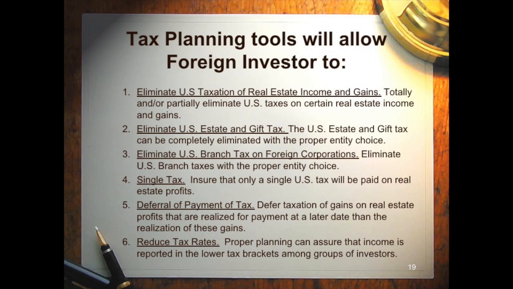There's the special tax we talked of, the branch tax of corporations, foreign corporations that are doing business here and don't distribute their money or don't reinvest their money. There are ways for these foreign corporations to not have to worry about that issue. The taxpayers want only a single U.S. tax from their real estate profits. That can be done. There's also the potential to defer U.S. taxes. Real estate profits can be deferred to much later dates and time with proper techniques. It's also possible for non-resident investors with proper planning to ensure that income is reported in the lower tax brackets among different groups of investors.